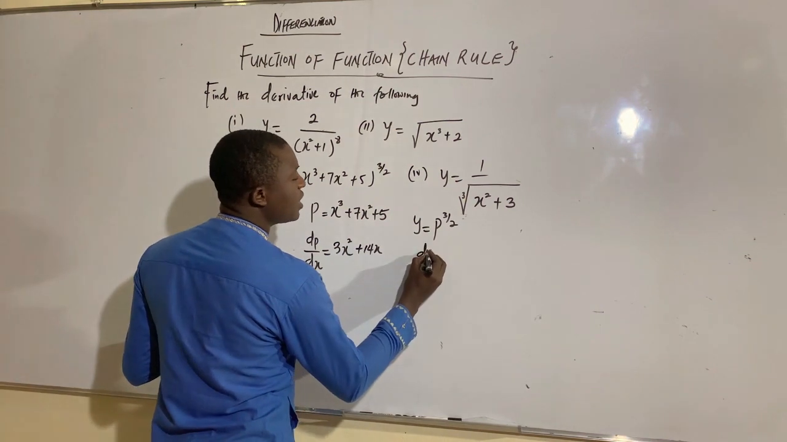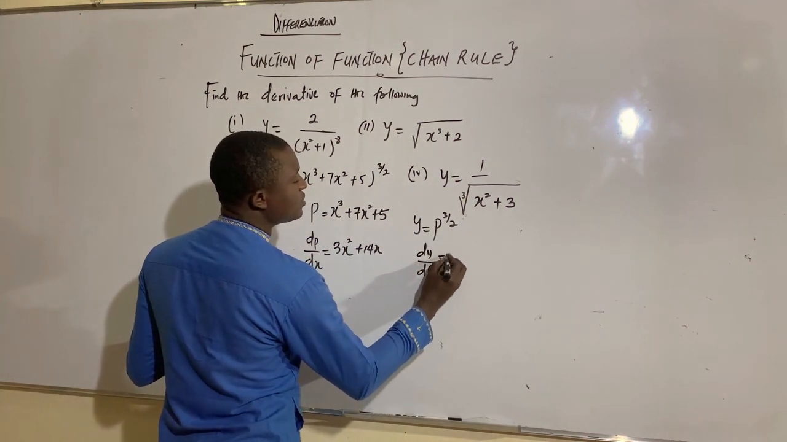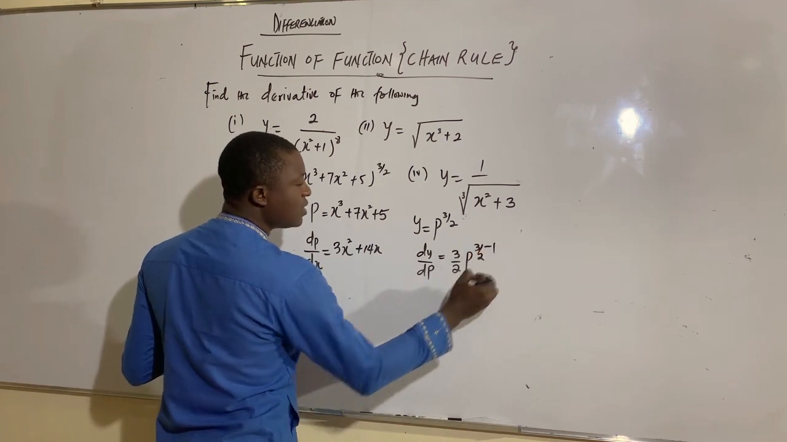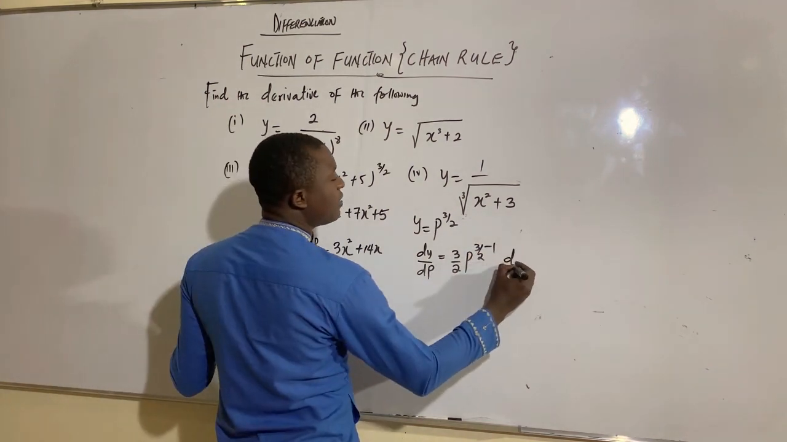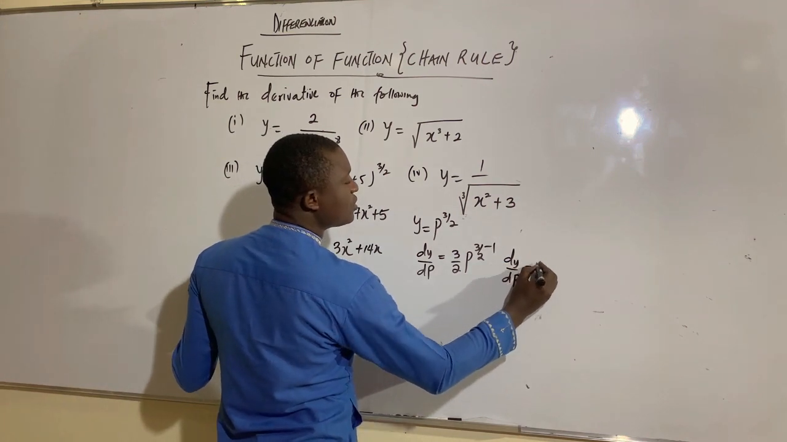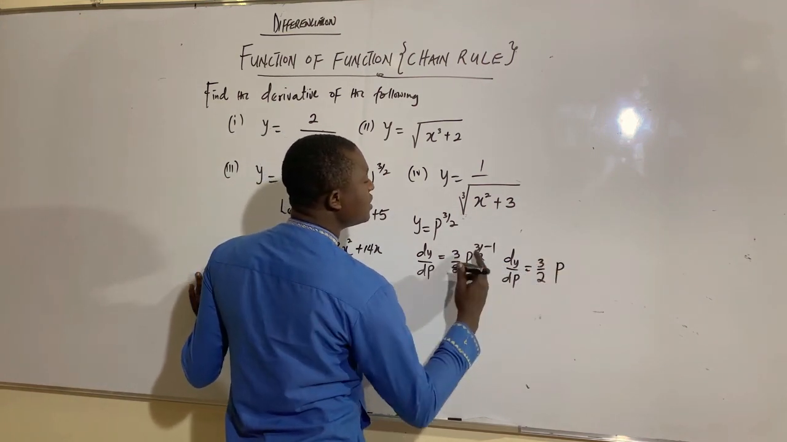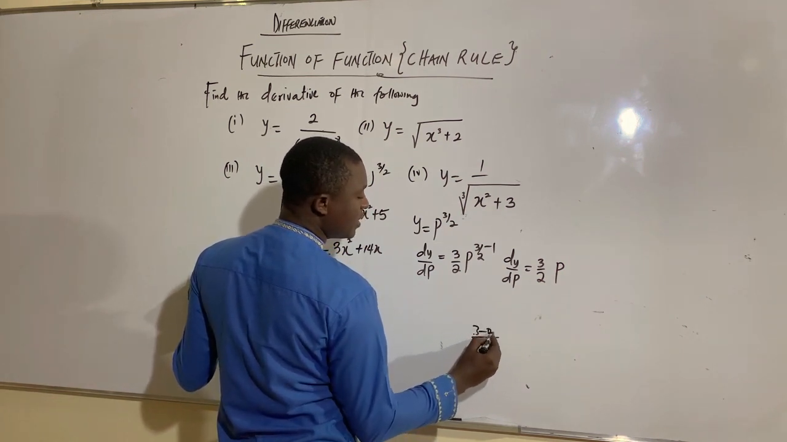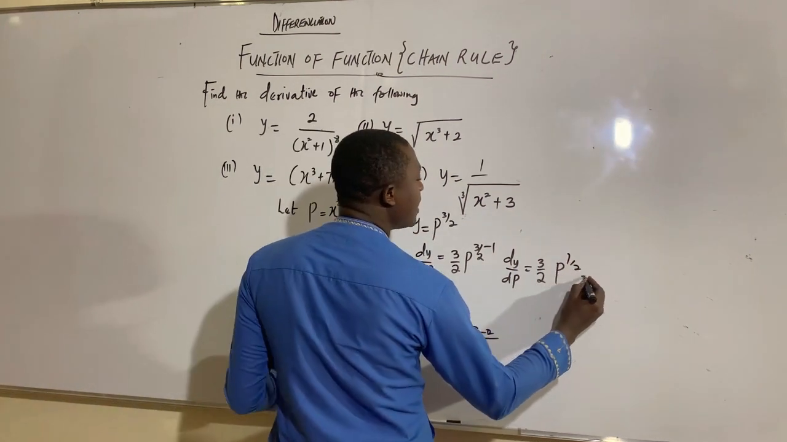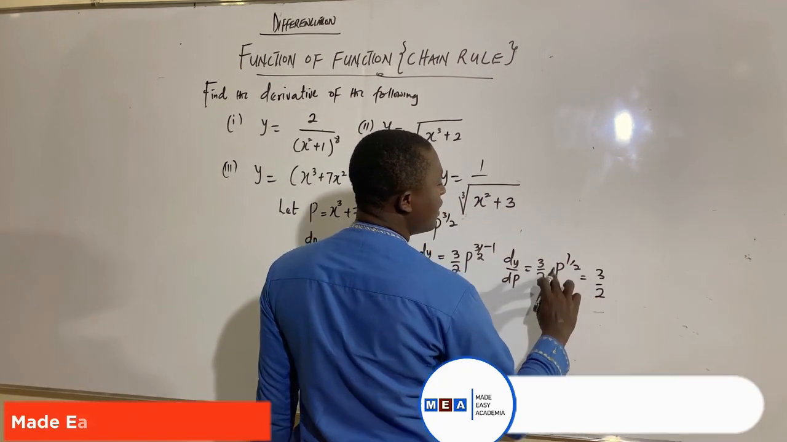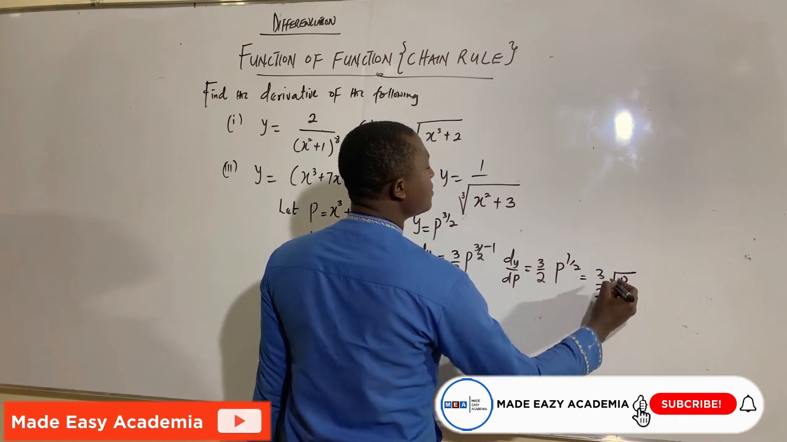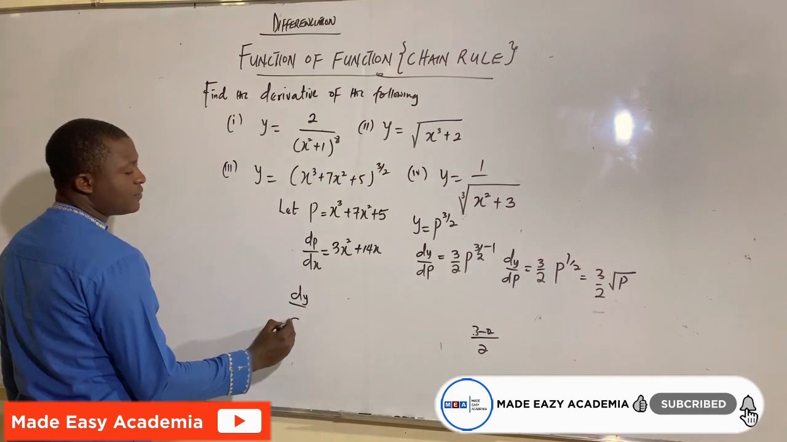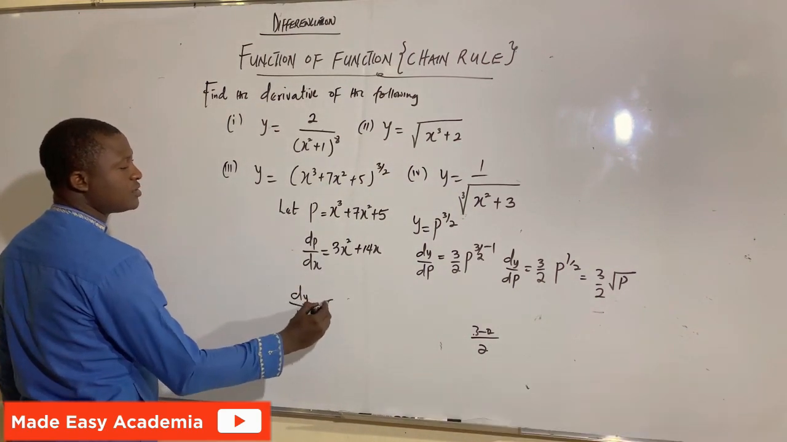So y and p, we have dy dp is equal to 3 over 2p raised to 3 over 2 minus 1. So here we can have dy dp is equal to 3 over 2p raised to 3 over 2 minus 1. As same is 2, that's 3 minus 2, that's 1 over 2. Even I can write this one as 3 over 2. If you have p to the power of half, it's nothing but root p.